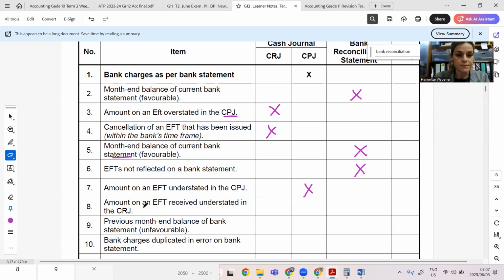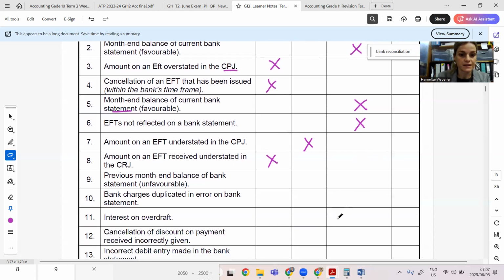Number 8, amount on an EFT received was understated in the CRJ. So now you said that you received less than what you actually received. So you saw on the bank statement that I actually received 2,000 Rand. I only recorded 200 Rand. Human error. So I'm just going to go to the CRJ and I'm going to record the additional amount not yet shown in my CRJ.